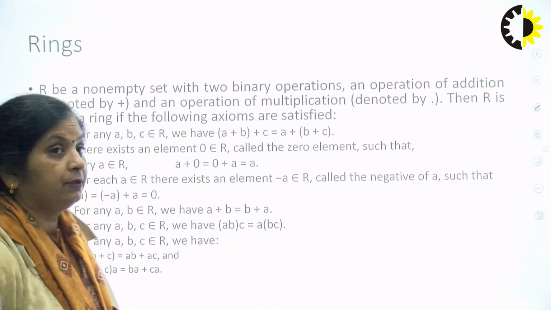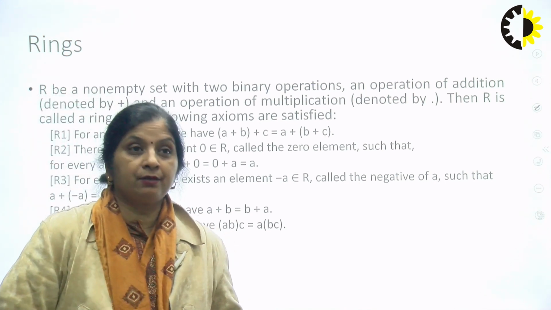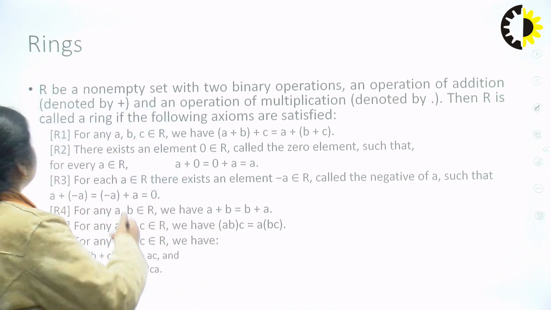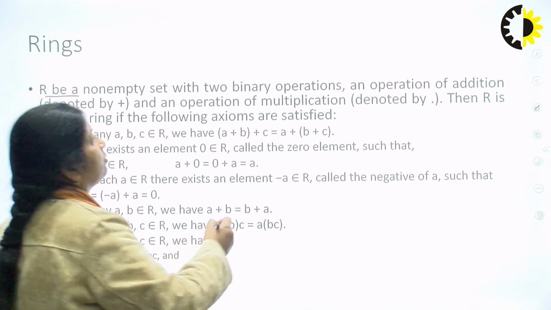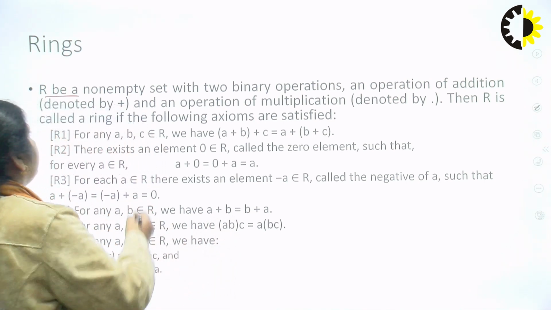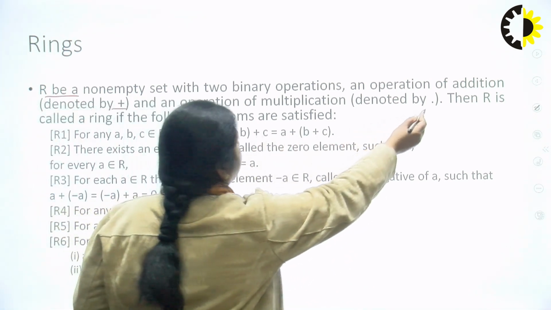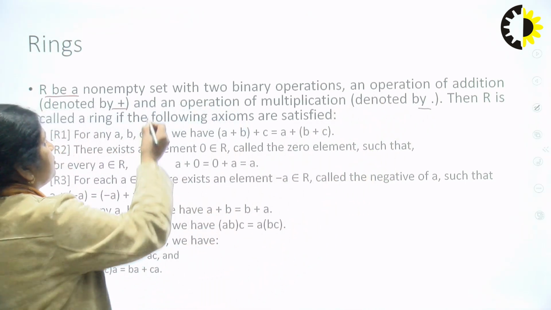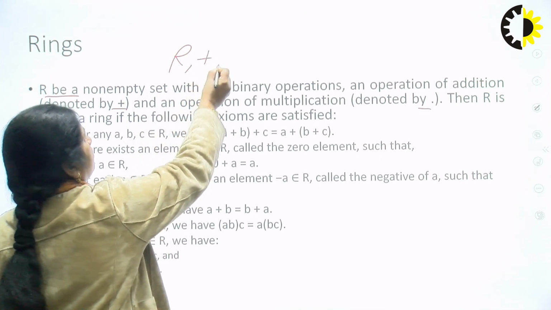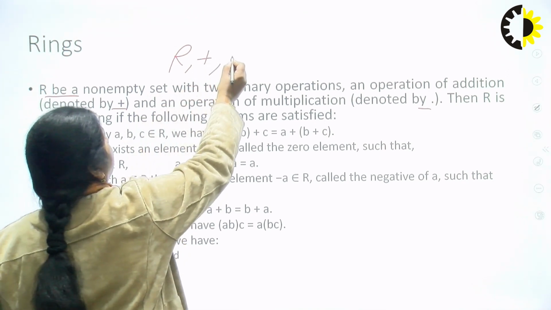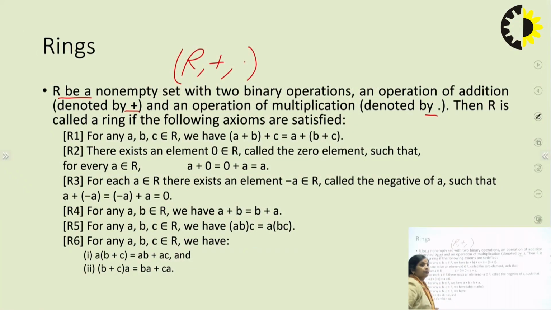So let us start with the topic. Here I am starting with rings. We are given R, a non-empty set with two binary operations. One is additive operation and one is multiplicative operation. So our algebraic structure is the set R with addition operation plus and multiplication operation multiply. So we have two categories of operation here, additive operation and multiplicative operation.